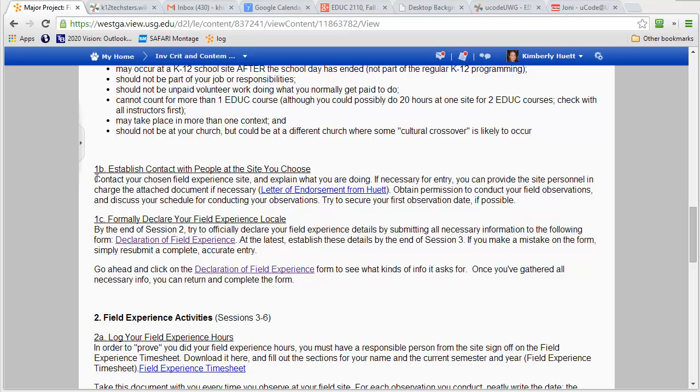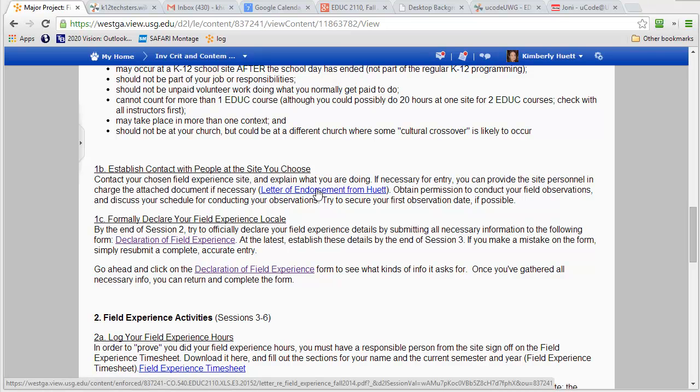If it helps when you're trying to obtain permission to enter a setting, it may help to download this letter that I've written where they can learn a little bit about what the purpose is and who I am and what I'm asking you to do. You may not need to use this, so it's just here to help you if you need it.